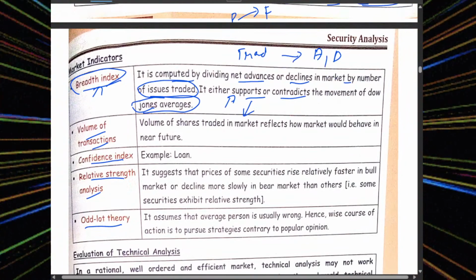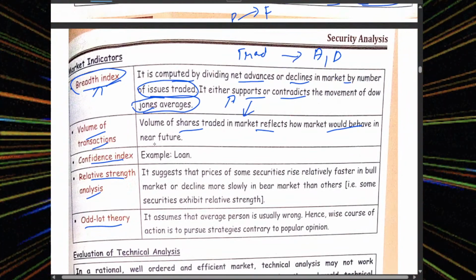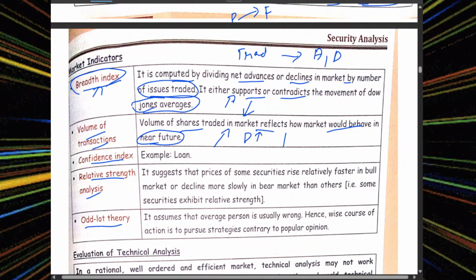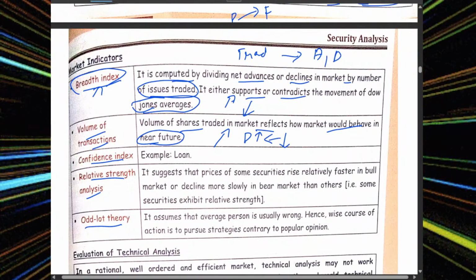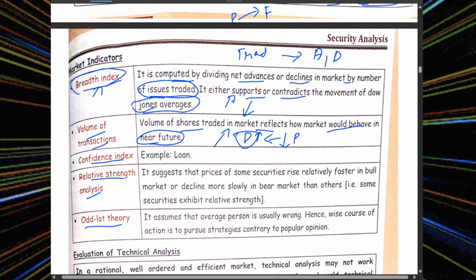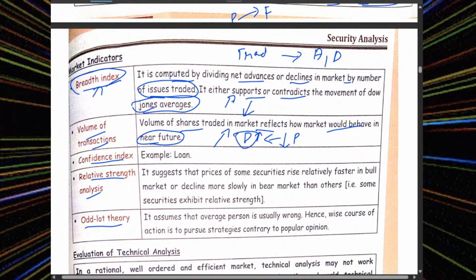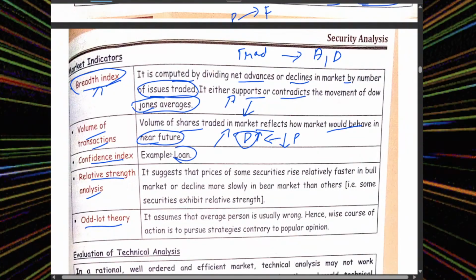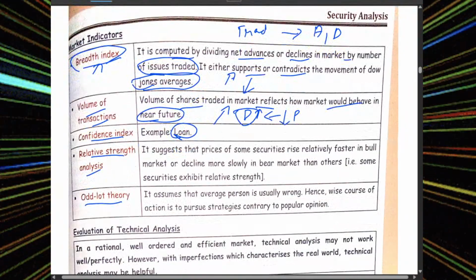Volume of transaction. The volume of shares traded in the market reflects how the market should behave in the near future. If the volume is high, demand is high, and price will fall. And for the reason for the demand, we will see what the usual demand is and what the current demand is. Confidence index, for example loans. So how confident it is.